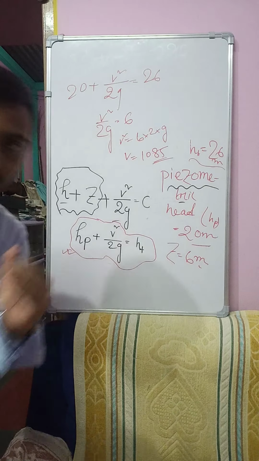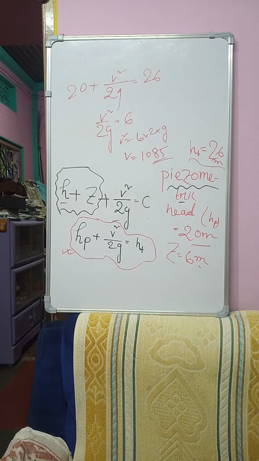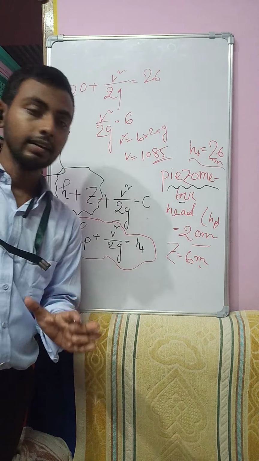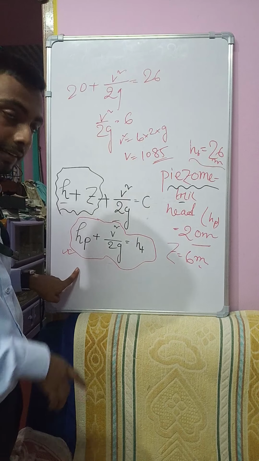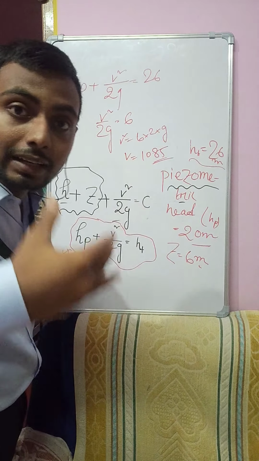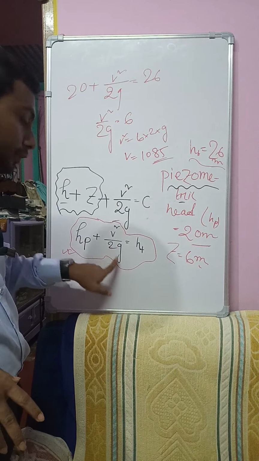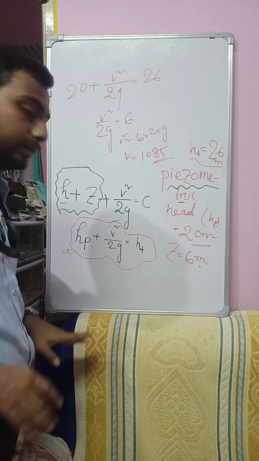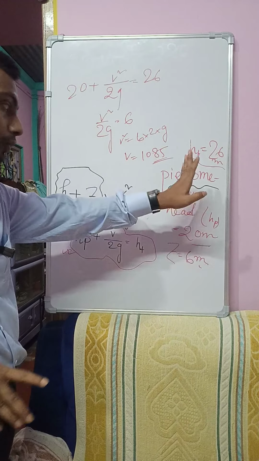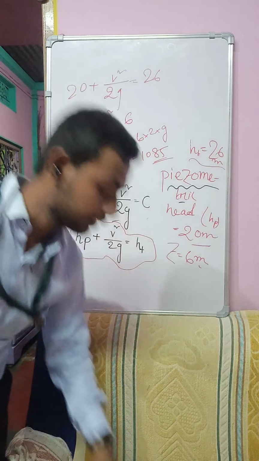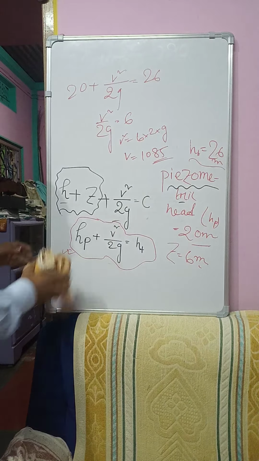Is this clear? So I think this is clear. We just utilized Bernoulli's theorem, that is piezometric head, meaning the summation of datum head and pressure head, plus velocity head equal to my total head. So we have utilized this theorem and we have found the solution. Everything was given in the question. So this is clear. Now let me clear this.